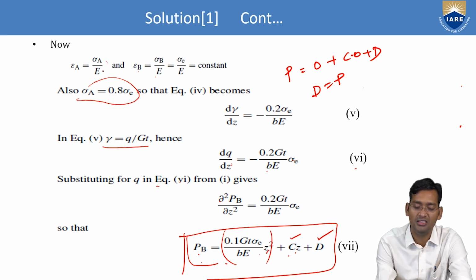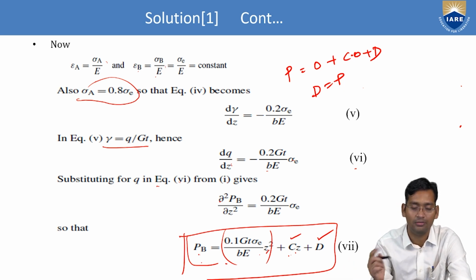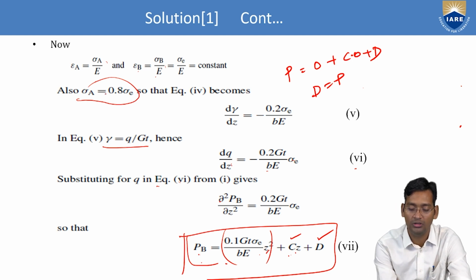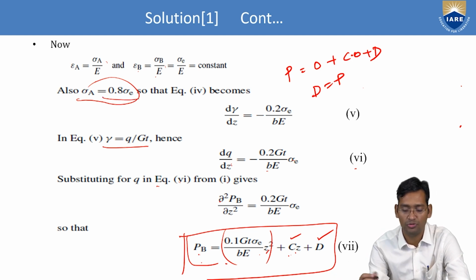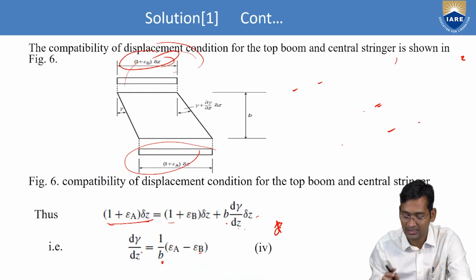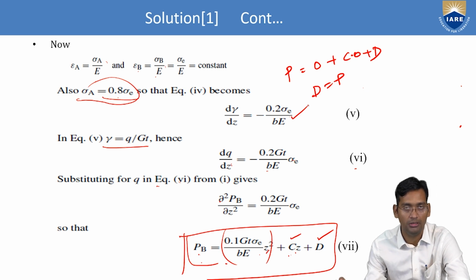Now epsilon A and epsilon B we have to replace. What is epsilon A? Sigma A by E. Epsilon B is sigma B by E. Sigma B is given as sigma E. And what is given? Sigma A is 80% of that load acting, so 80% of sigma E. So sigma A is 0.8 sigma E. Just put the value, and after putting these two here, we get d gamma by dz as minus 0.2 sigma E by B.